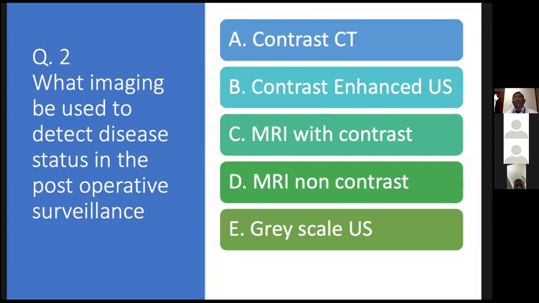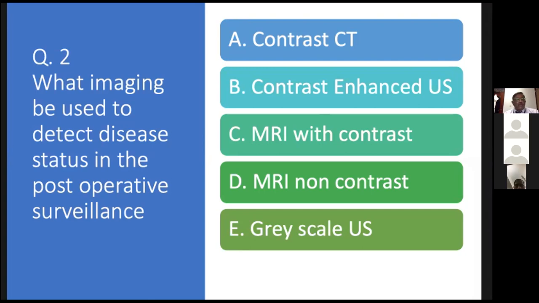Right, that's going well. More than 2/3 have voted. I'm going to end the poll now. And there is a clear thing that this patient should have a contrast CT. But remember that contrast MRI is more dangerous than contrast CT.